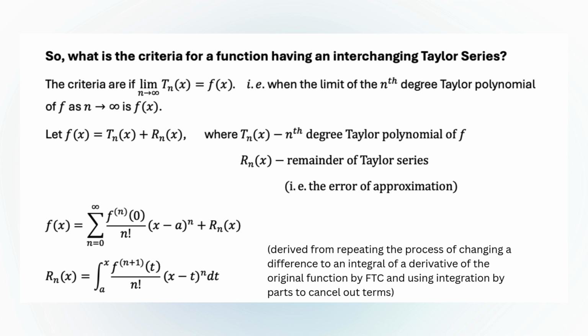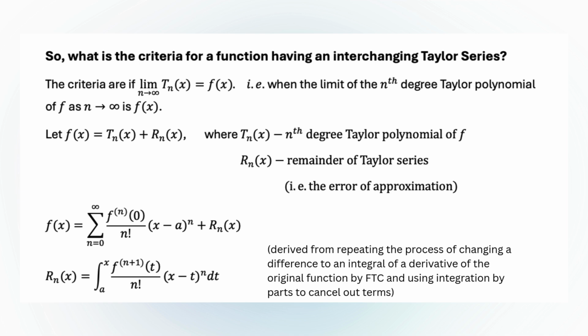We can express the function like this. f of x equals T sub n of x plus R sub n of x. T sub n of x is the nth degree Taylor polynomial, and R sub n is the remainder, which is the area between the function and the polynomial approximation.